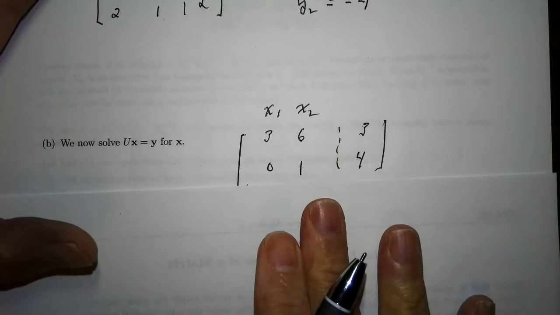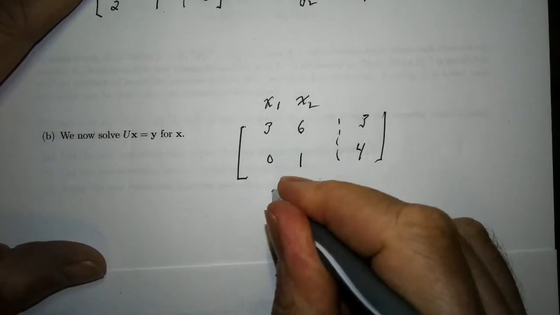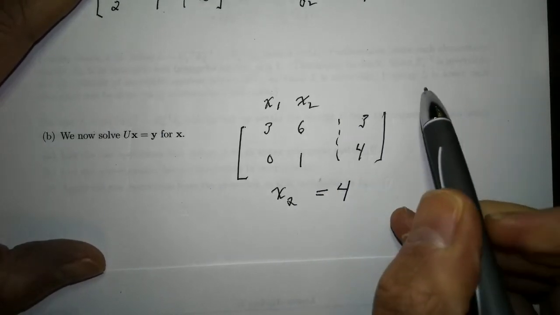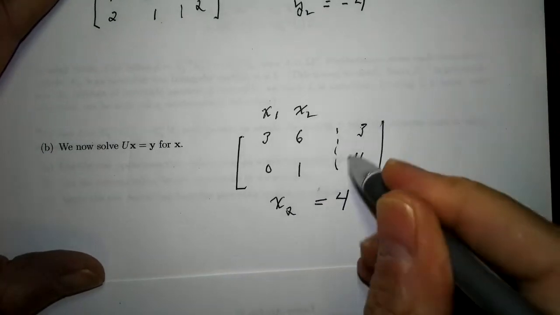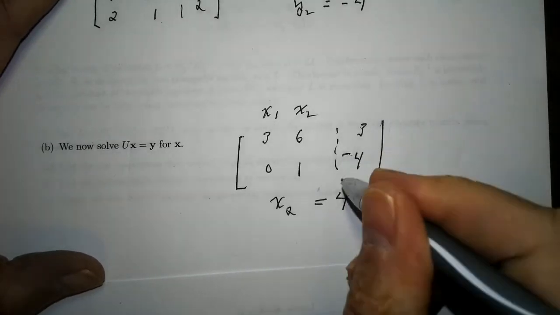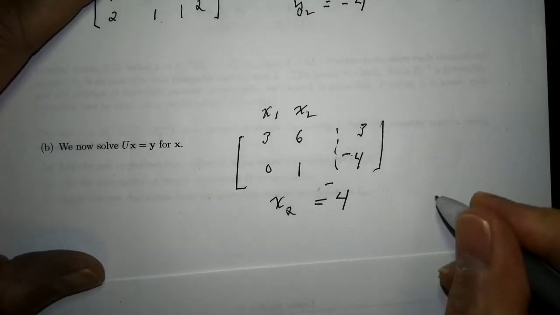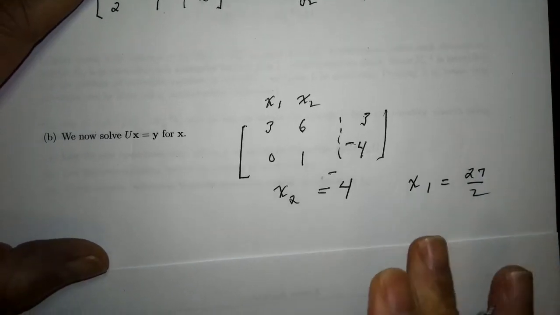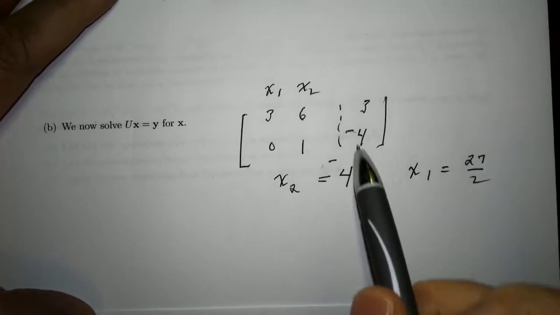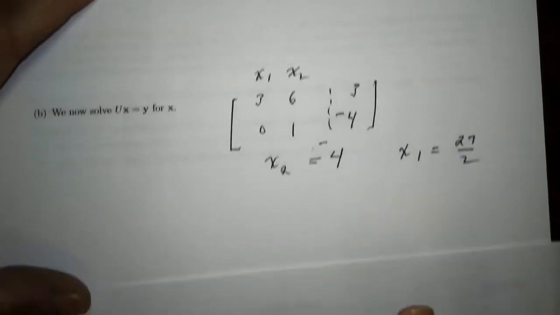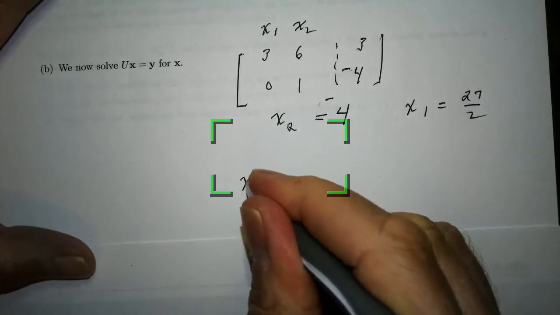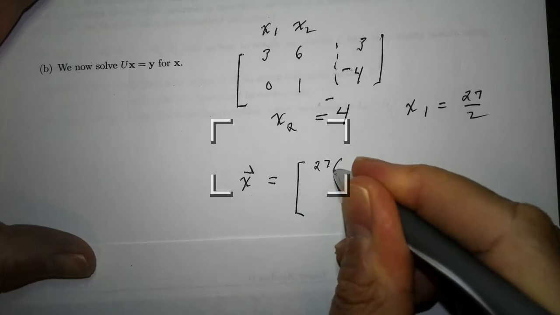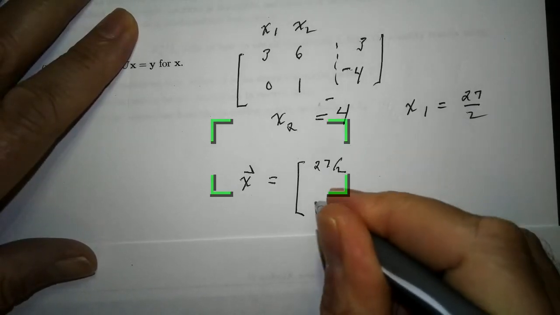And if we do that, I'll let you check on your own that x2 is 4. Wait a second. This should be a -4. That should be a -4. So x2 is -4. And you can check that x1 equals 27 halves. So that means that the solution vector in this case, using a different b, is 3, 2. So the solution is x equals 27 halves, -4.